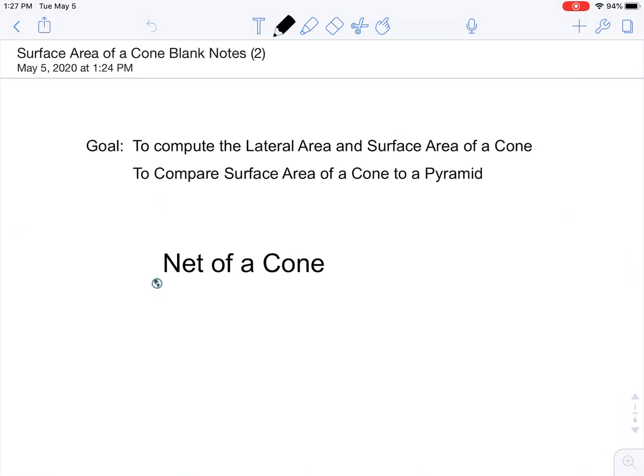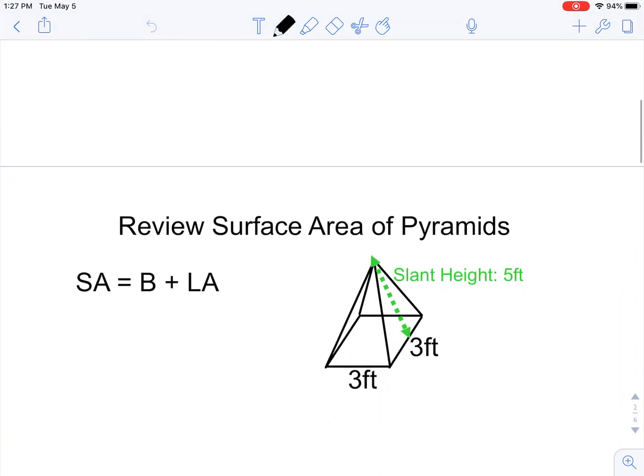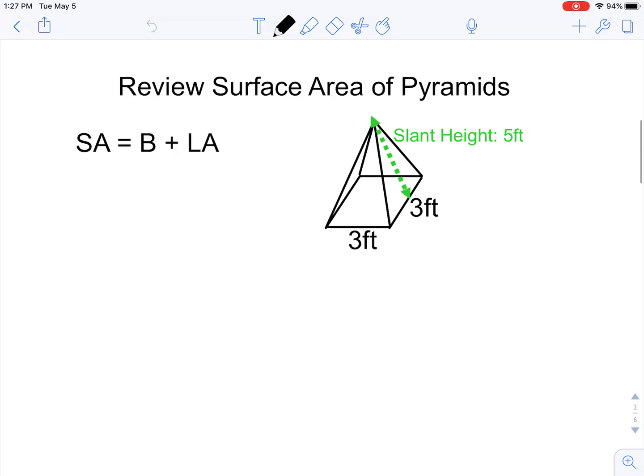Now, if we go back into some of our formulas, now that we've got an idea of what that cone looks like, in order to see where the formula comes from, I wanted to review how we find the surface area of pyramids. So I gave you an example of a pyramid here. This pyramid is a square pyramid. We can tell based on the base being a square. And if the base is a square, when we're finding surface area, we start with finding the area of the base. The area of this base would be 3 times 3, which is 9.